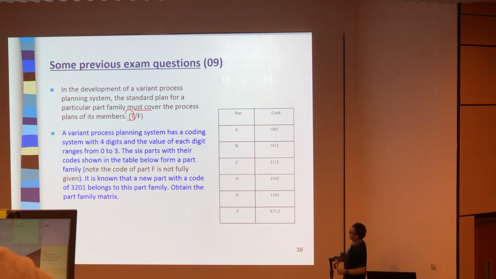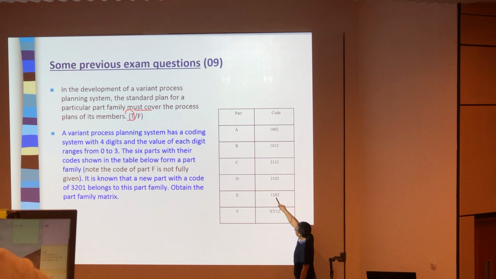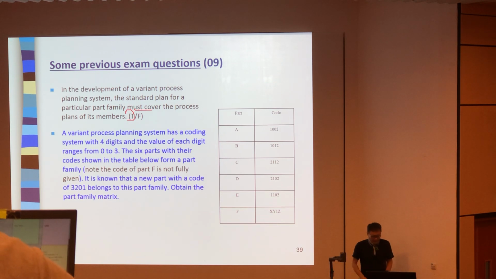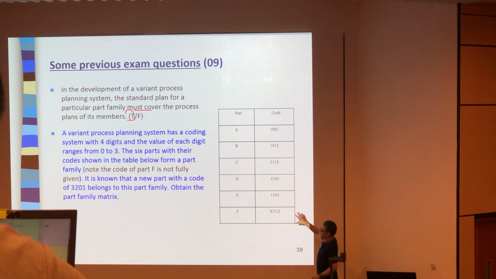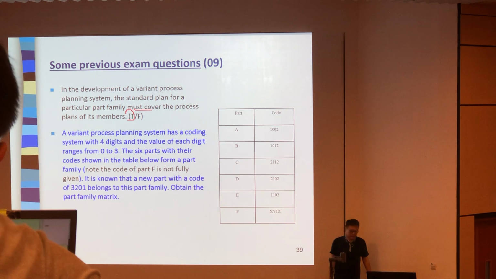And this question is actually, in a way, quite apparent. If 3201 belongs to it, then the first one must be 3. This one must be, there's no 2 here, so y must be 2. And the last one must be 1, right? So that's quite straightforward. In recent years, there are quite a few tricky cases. Later, when we conduct some tutorials, I will show you, okay? More tricky than this. But anyway, this is the way the part family matrix is formed.